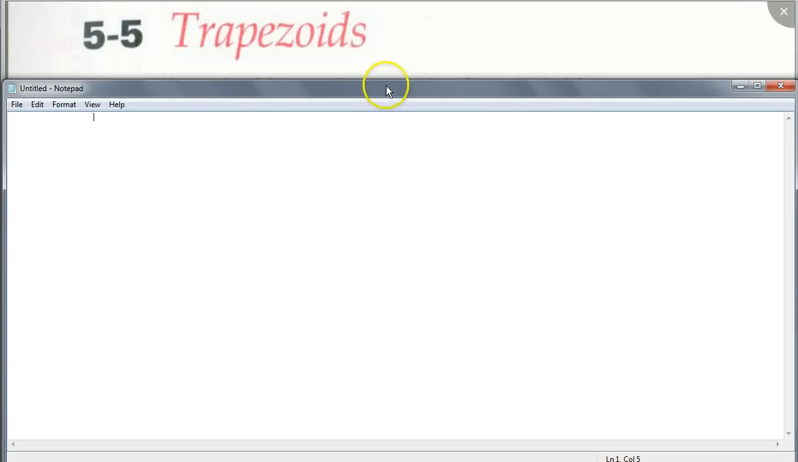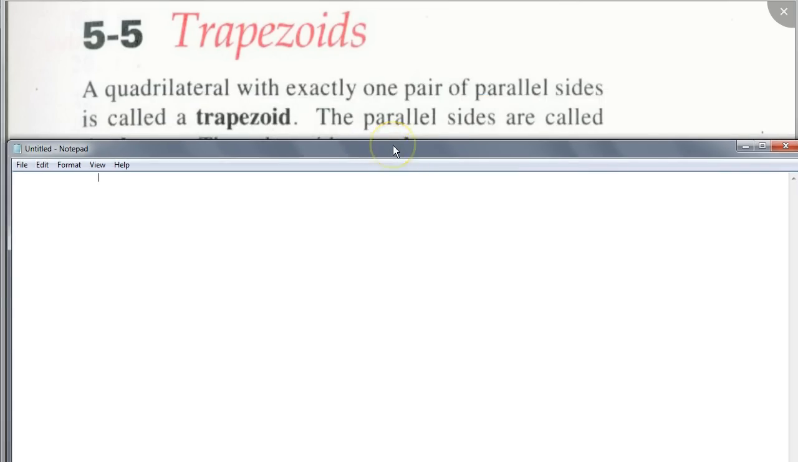Yeah, they say actually exactly one, because they don't want you to think that it could be two, right? So this is how we define a trapezoid. A quadrilateral with exactly one pair of parallel sides is called a trapezoid. Along with the definition, they tell you something about the two parallel sides. It's got a name for them. Anybody want to guess what they're called?